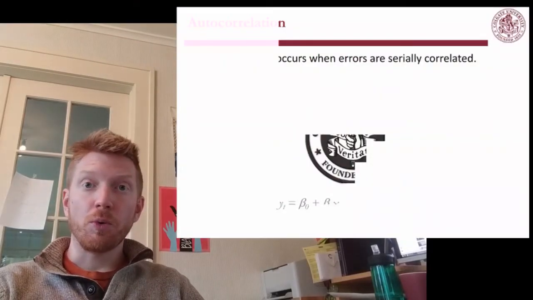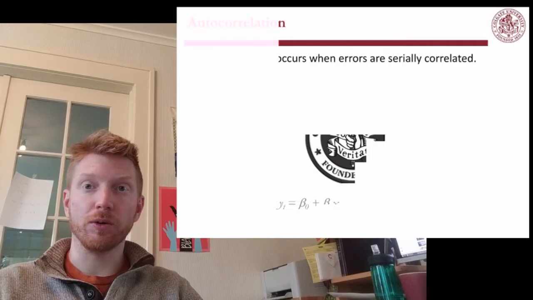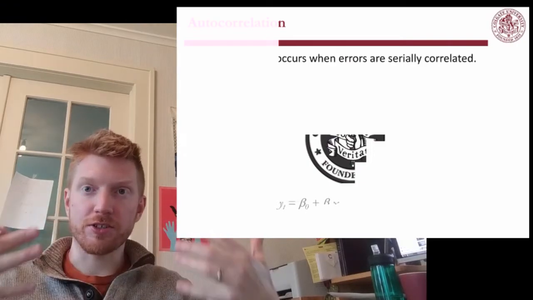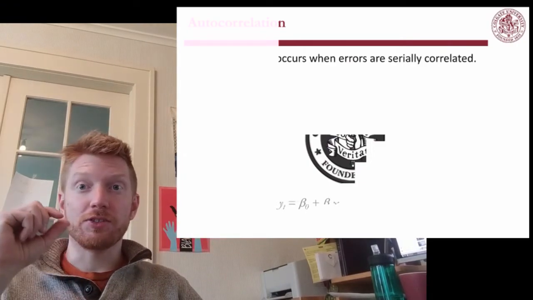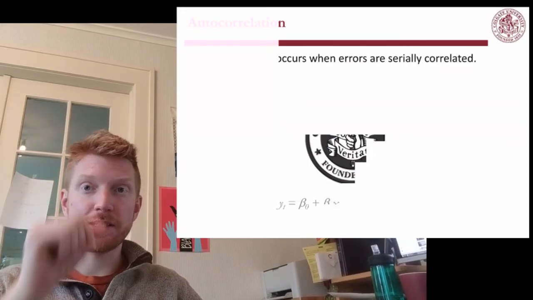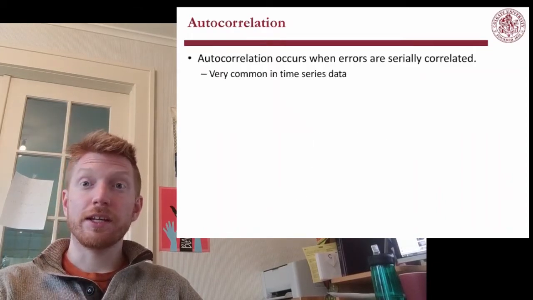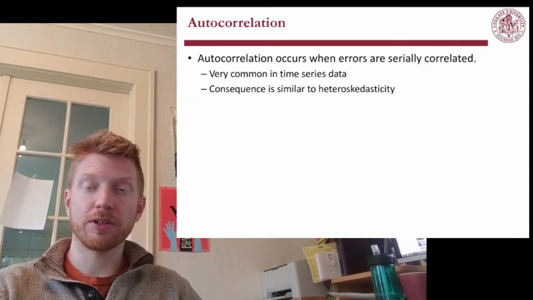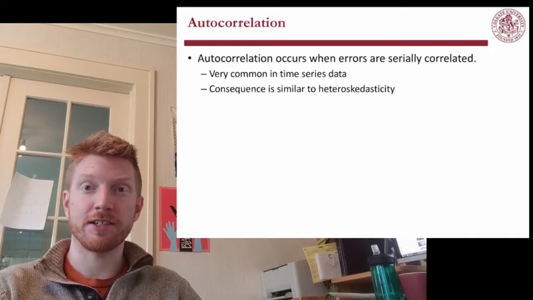Let's talk through our second lesson in time series data. What I'm going to be focusing on is serial correlation, which is also called autocorrelation. What is happening when we're talking about autocorrelation is that the error term itself has some persistence. Errors are serially correlated. That means what impacted Y yesterday in terms of other stuff has some persistence over time. It's very common in time series data, and the consequence is very similar to what we saw with heteroscedasticity.